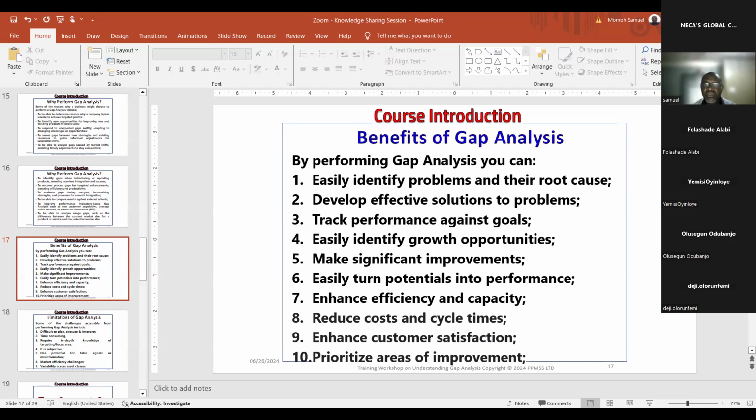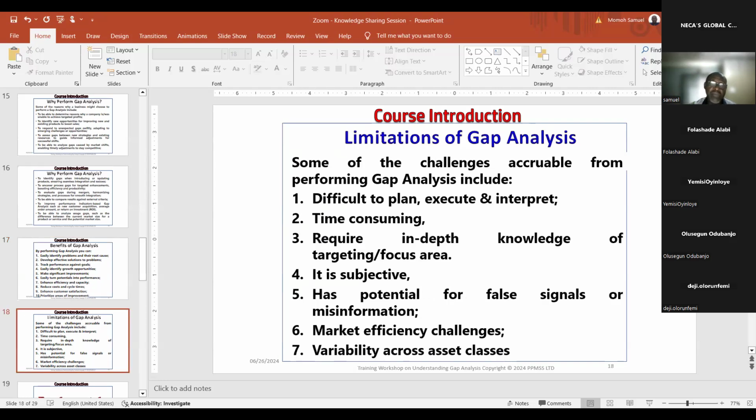Gap analysis will help you to make significant improvements, because at the end of the exercise, you'll be able to identify your weakness, you'll be able to identify opportunities for improvement, of which if you work on them, you'll be able to now achieve that goal or that expectation that you have penciled down for yourself. And gap analysis will help you to enhance your efficiency and capacity. And as an organization, gap analysis will help you to enhance the satisfaction derived from your customers. The satisfaction your customers derive from your products and services.